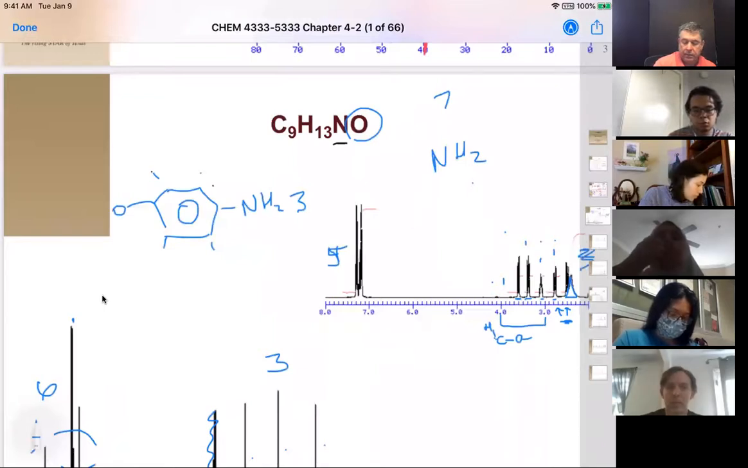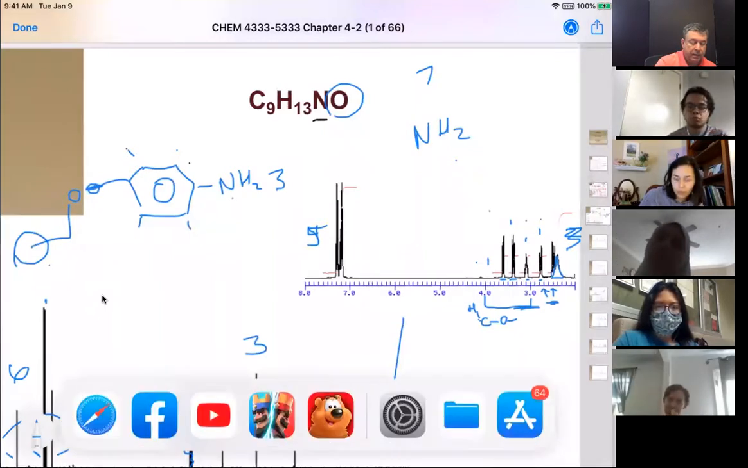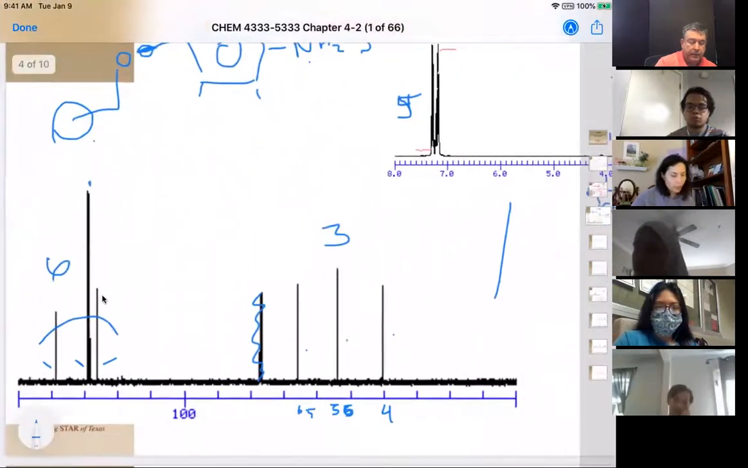so it doesn't look like any of these are bound to the same thing. Like we couldn't have a fragment like this because this methyl group would be way down here. So that's probably not that. And we don't have any more hydrogen deficiency, so we can't have a ring with a nitrogen on that. Let's see. And in our carbon, let's see.